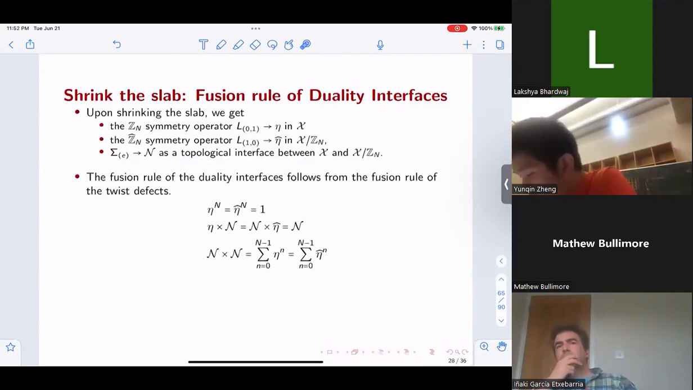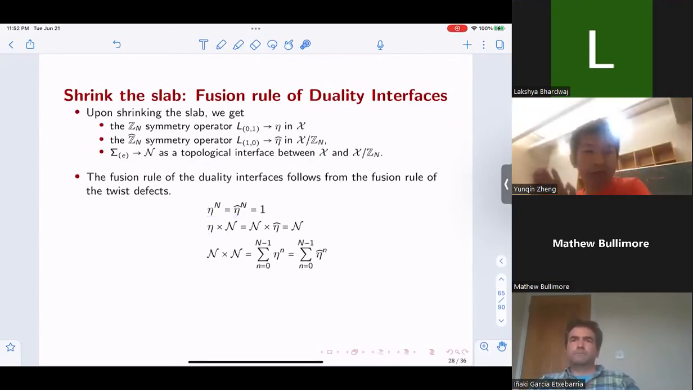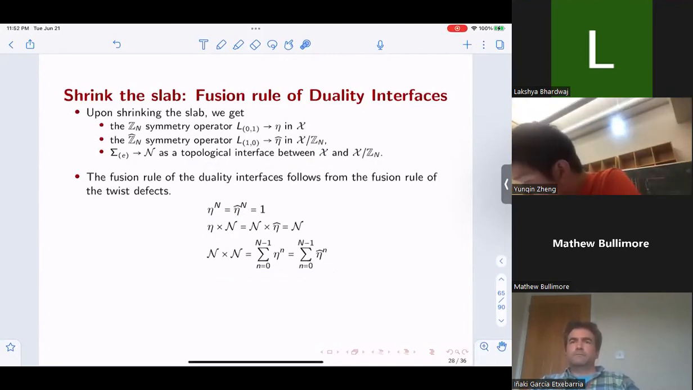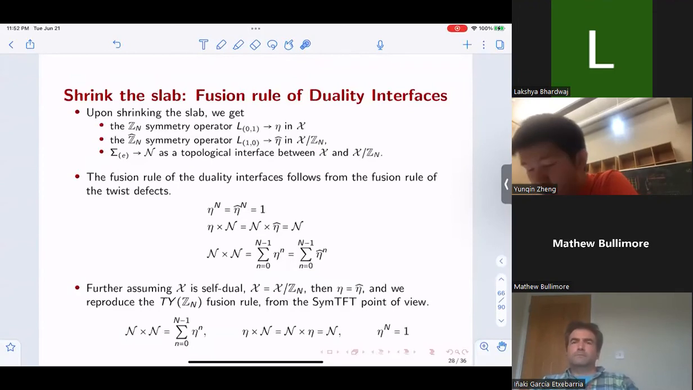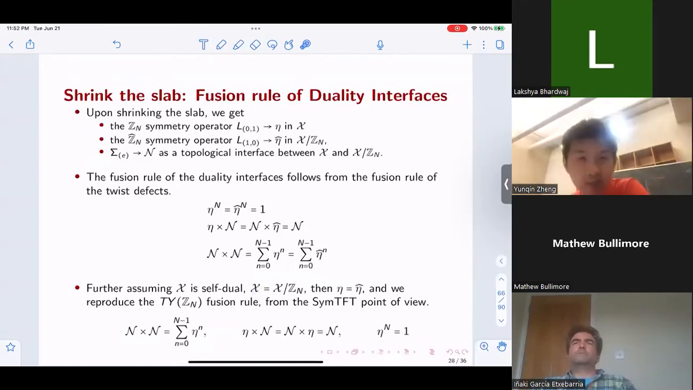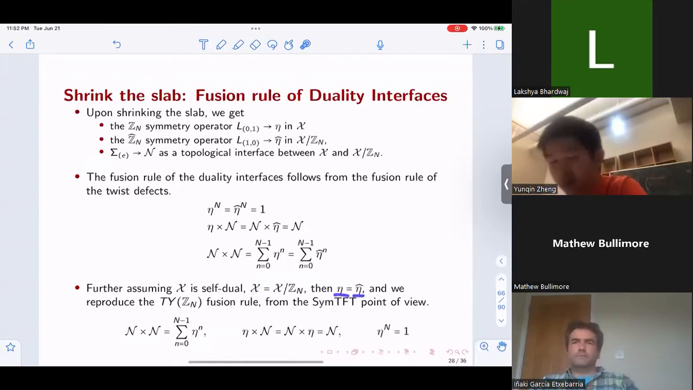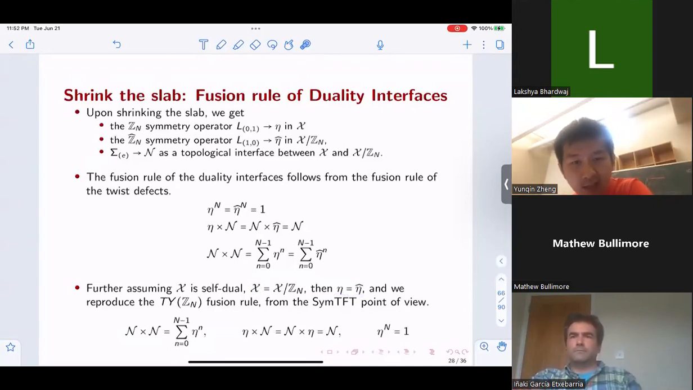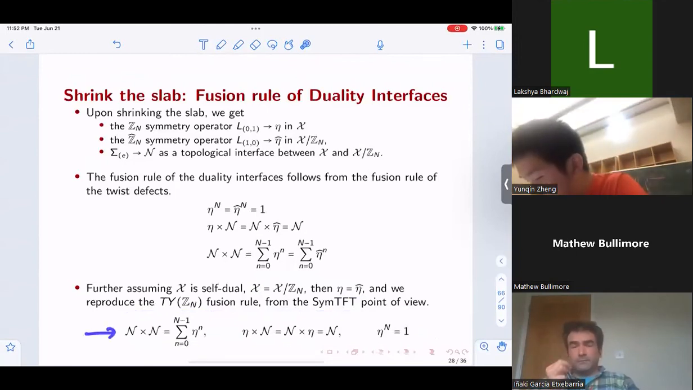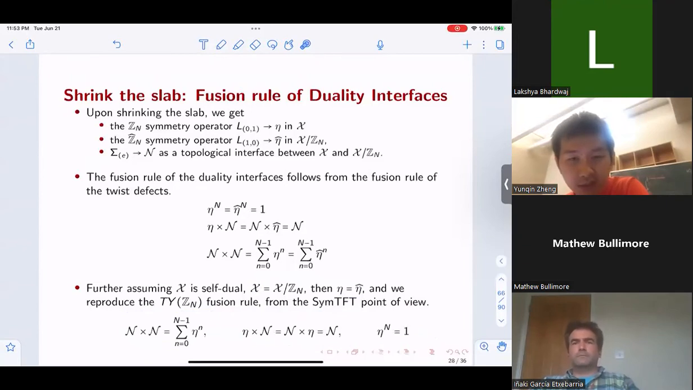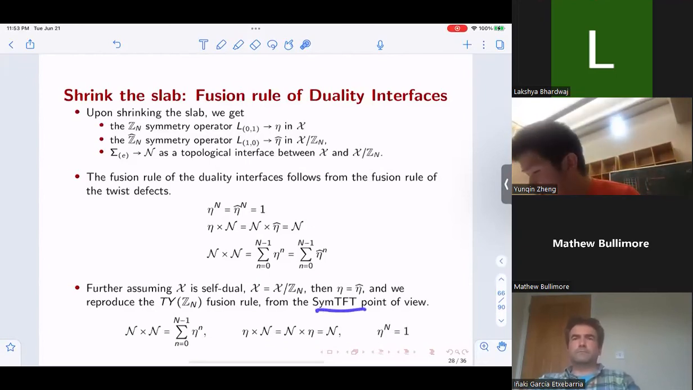And we can work out the fusion rule of these operators which we get after shrinking from the fusion rule that we discussed in the previous slide. And here is the result. And if we further assume that the series is self-dual, namely X and X mod Zn are the same series, then we can identify this symmetry defect with the quantum symmetry defect. And the fusion rule will be simplified as this. And this is nothing but the fusion rule for the Tambara-Yamagami category of Zn. So far, we have reproduced the fusion rule, which we obtained from another perspective just in 1+1 dimensions. And here, we reproduce the fusion rule from the Symmetry TFT point of view.